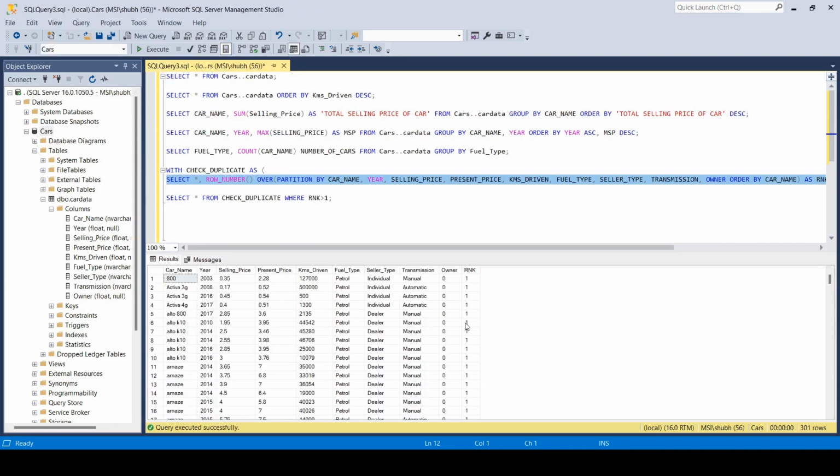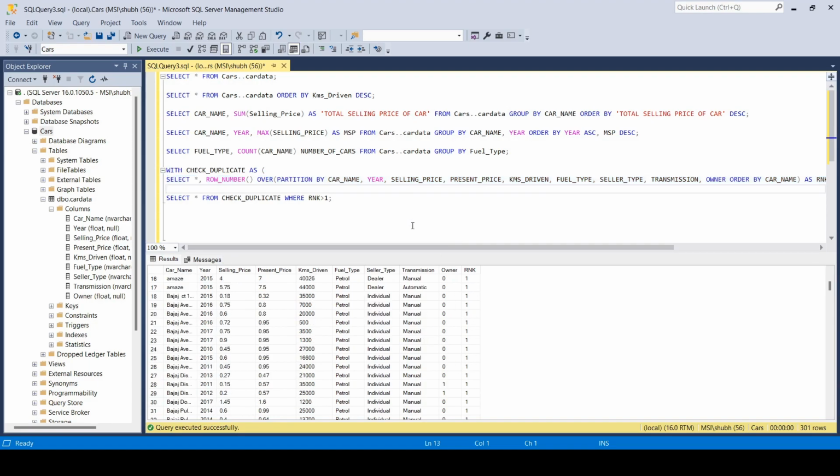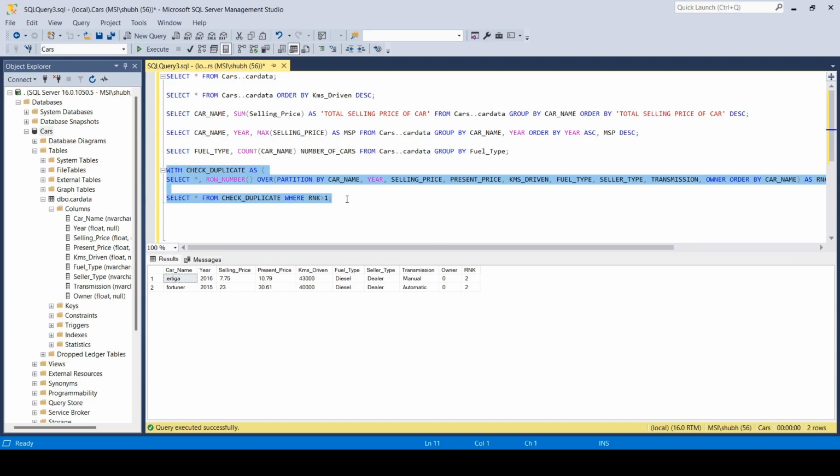So here everything is not common. So we used the rank function to rank each row, and we partitioned it by everything. So if everything is same, then it will give rank 1, 2, 3 like that. So that's how we got rank 2. So two rows are there which are duplicate.